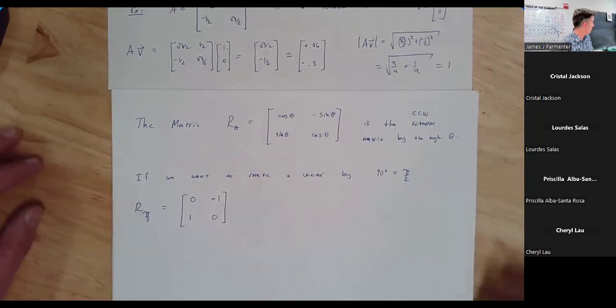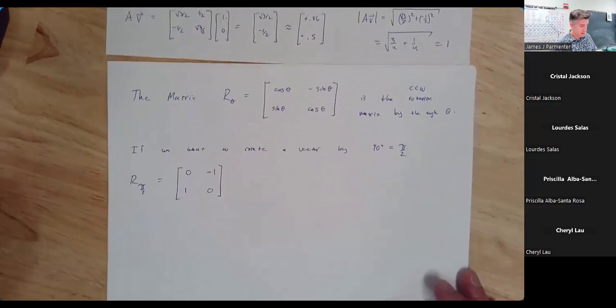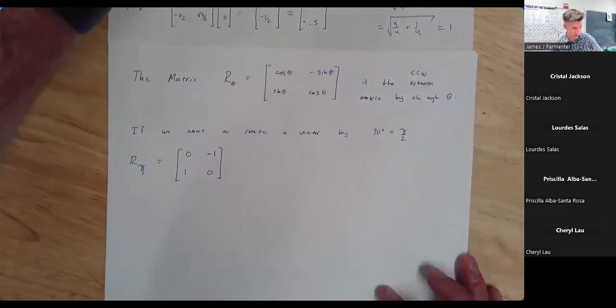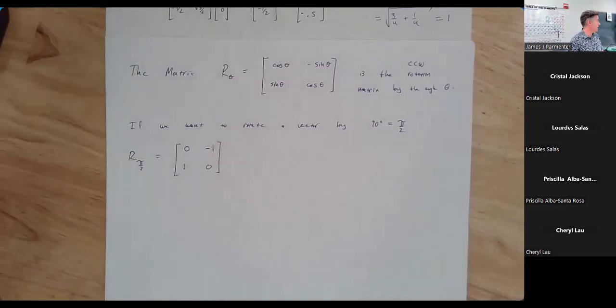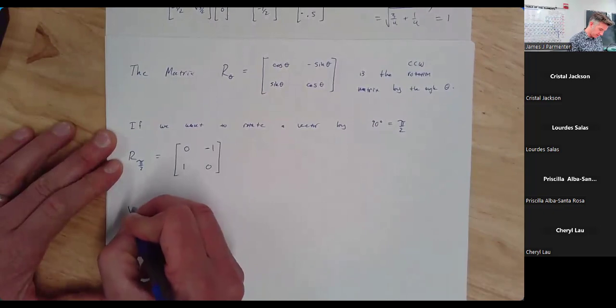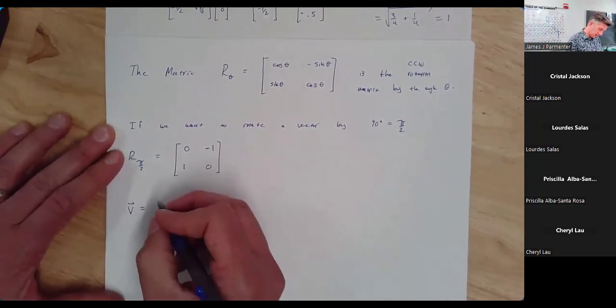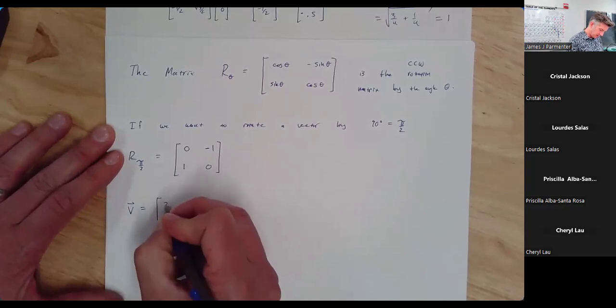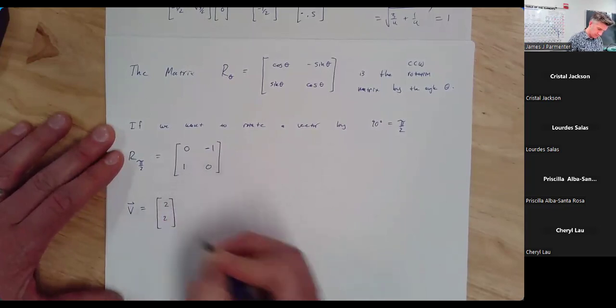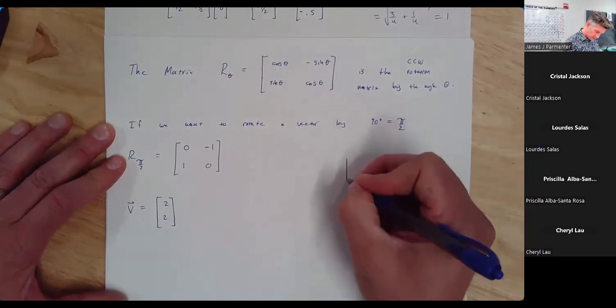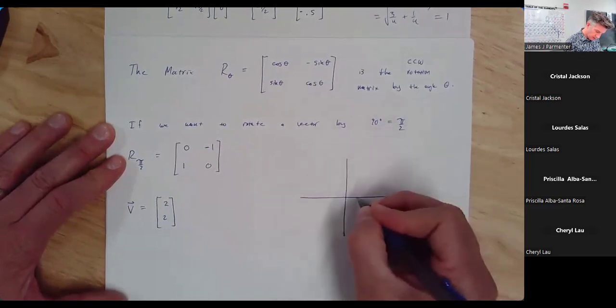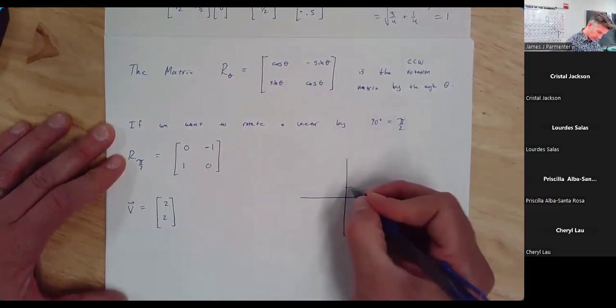And if we take that matrix and multiply it by any vector, unless I made an error, which I don't think I did, but we'll double check here, it should rotate that vector by 90 degrees in the counterclockwise direction. So let's look at an example. Let's say our vector is the vector 2, 2. So we're starting by going over 2 and up 2.